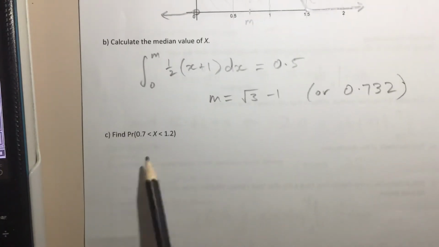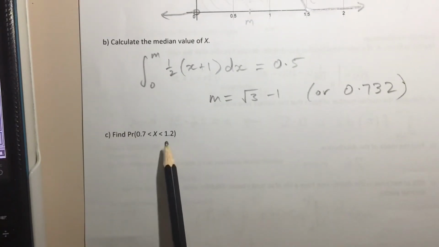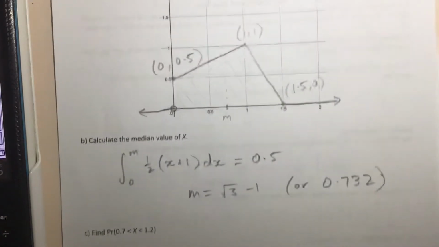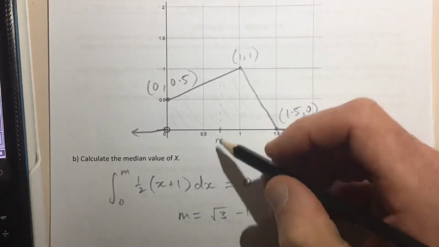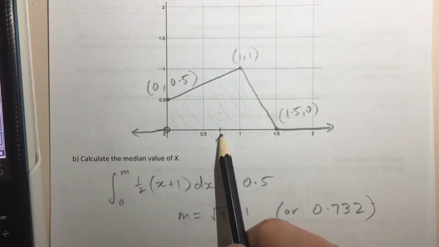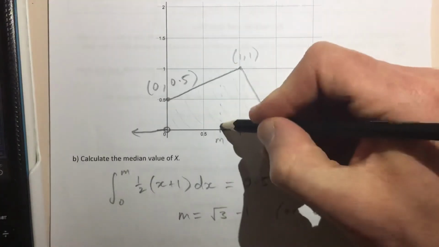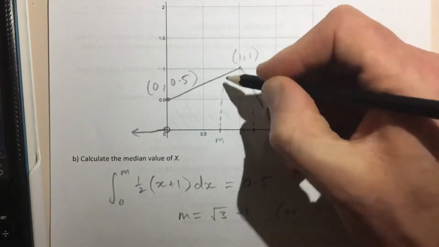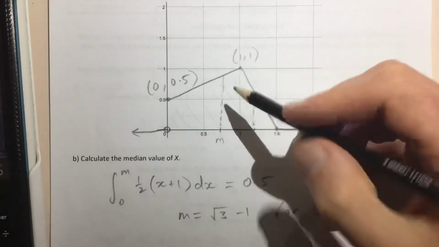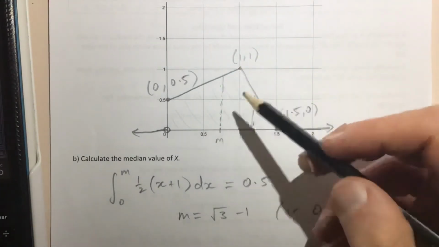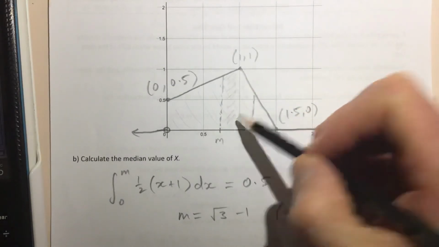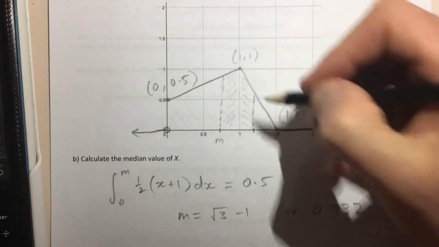Okay, and then this last question says, find the probability that x is between 0.7 and 1.2. Now this is going to be a little bit tricky because when you look carefully at the graph, 0.7 is pretty close to where I'd labelled m there. 1.2 is roughly over here. And so we're actually finding an area in two sections, or in other words, with our little hybrid function here, we've got some area under the first linear segment and the other part of the area is under the other linear segment.